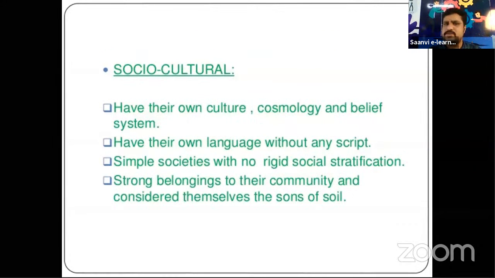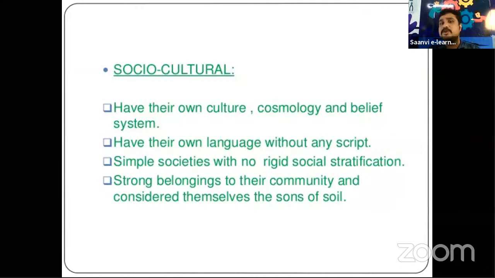And next is socio-cultural activities: they have their own culture, cosmology. It means religious activity like astrology, astronomy. Nowadays also we have many beliefs. Before constructing a house, we may approach some astrologers about the place and everything like that. Many beliefs and culture, belief system, their own god. They have their own language without any script. They have a language, but there is no script. Script means there is no writing, there are no letters for writing. They only communicate with their language. They communicate, but there is no proper script for them to write.